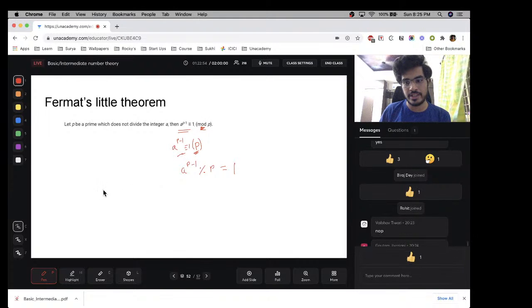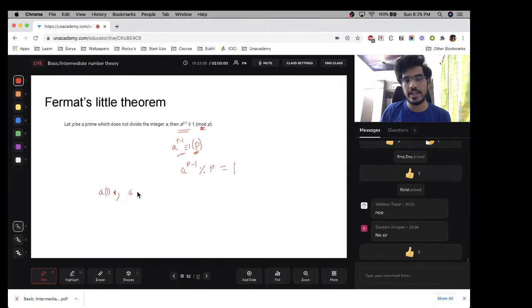Let us take a look at this. A into 1, A into 2, so on up to A into P minus 1. Let us take a look at all these P minus 1 numbers. There are P minus 1 numbers. The first number is A, the second number is 2A, the third number is 3A, so on up to the P minus 1th number, which is P minus 1 into A.